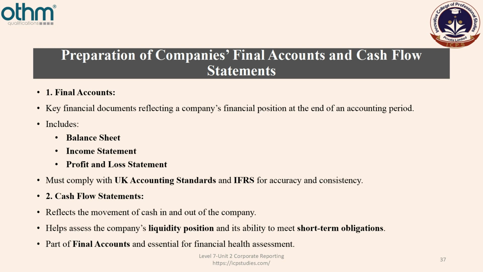So first we have the final accounts, key financial documents reflecting the company's financial position at the end of the accounting period. They include the balance sheet, income statement, and profit and loss statement, and must comply with the accounting standards and IFRS for accuracy and consistency. Then we have the cash flow statement, which reflects the movement of cash in and out of the company. It helps to assess the company's liquidity position and its ability to meet short-term obligations. It is a part of the final accounts and essential for financial health assessment of the company.